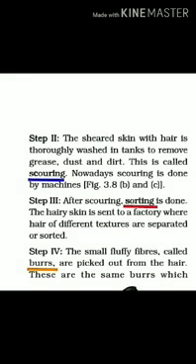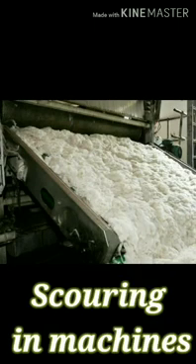After the shearing process, the next step, which is scouring, is done over the sheared skin. In this step, the sheared skin with hair is washed in tanks to remove impurities like grease, dust, and dirt. This process is done by machines, but in ancient times this process was done with the hands, that is the manual method.